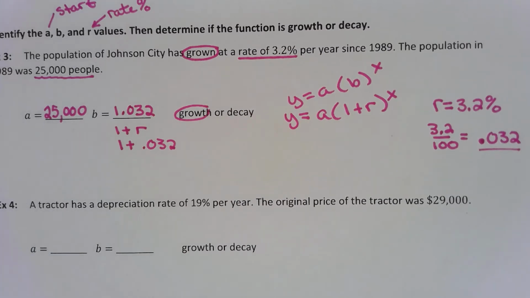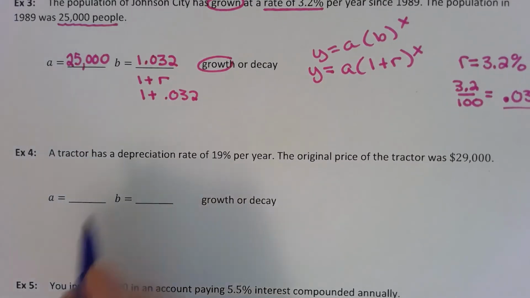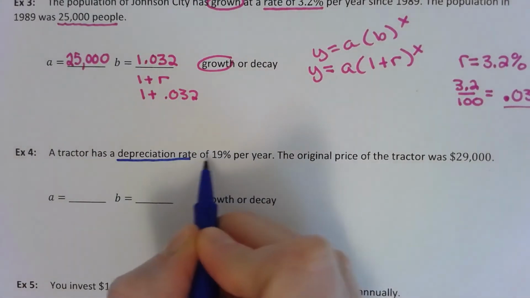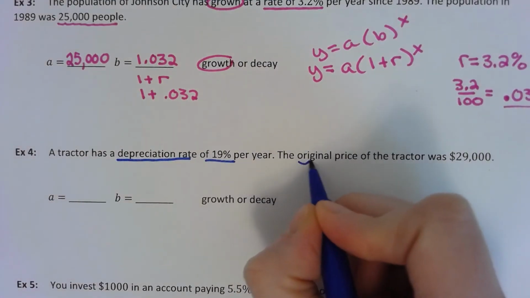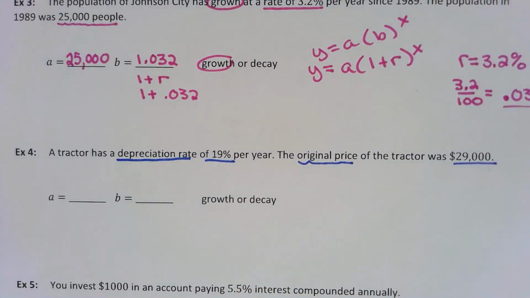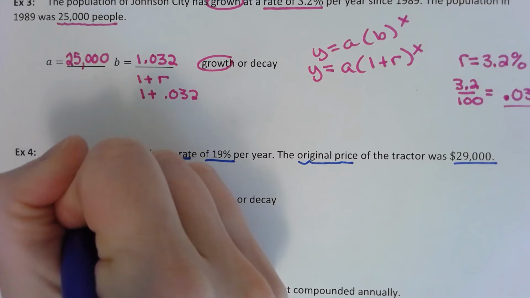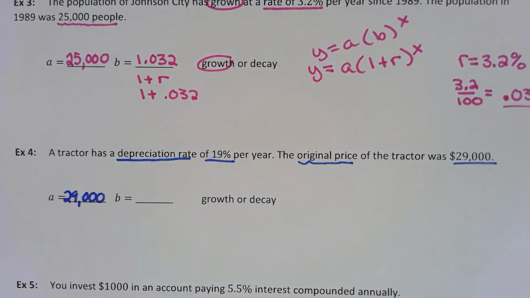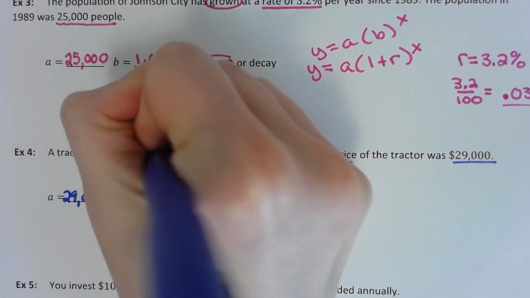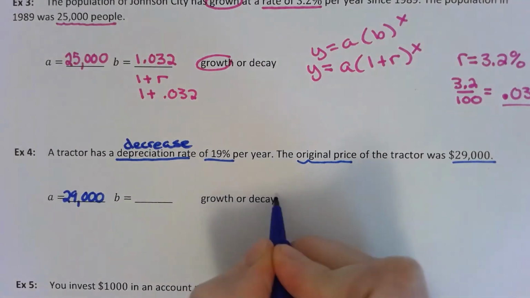Okay, question 4. A tractor has a depreciation rate of 19% per year. The original price of the tractor was $29,000. Okay, they said the original price of the tractor was that much. That is going to be our beginning amount. So that's my A value right there. Now we've got to figure out if this is talking about growth or decay. You can look up words to figure out what they're talking about, but depreciation actually means that it is going to decrease, which means we are looking at exponential decay.